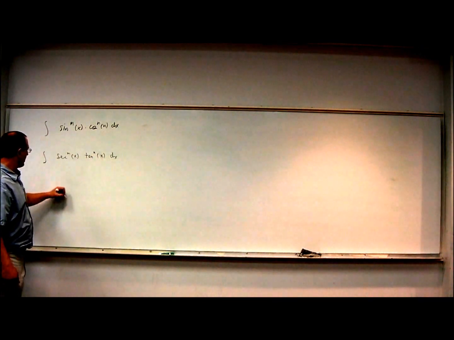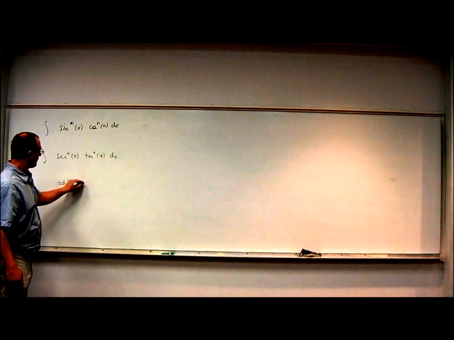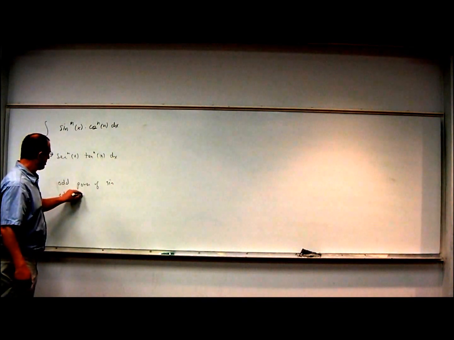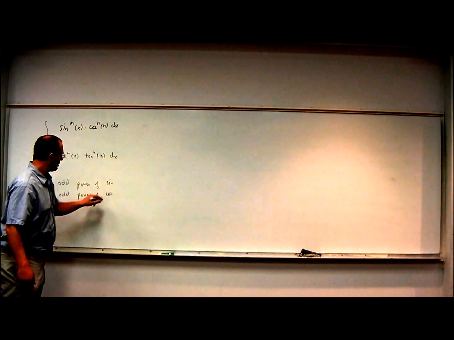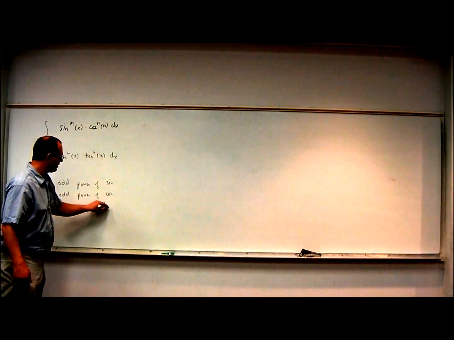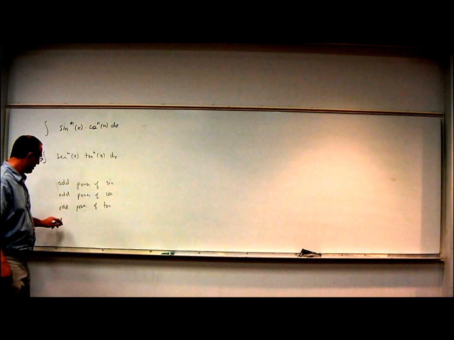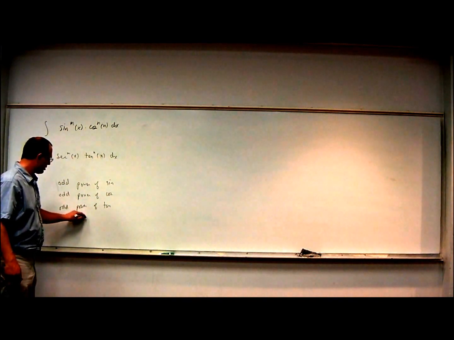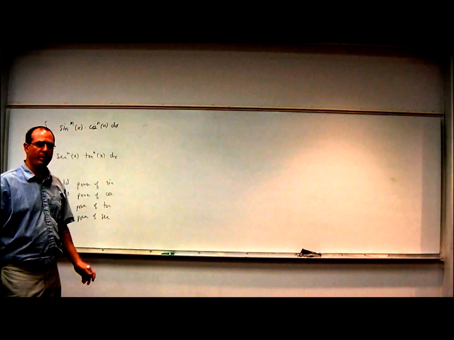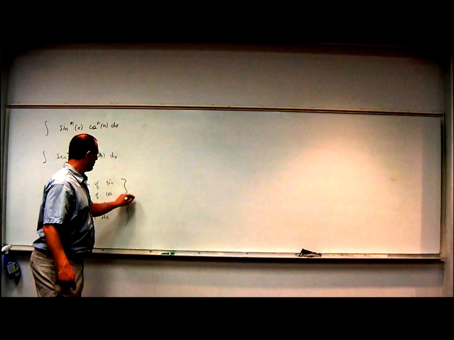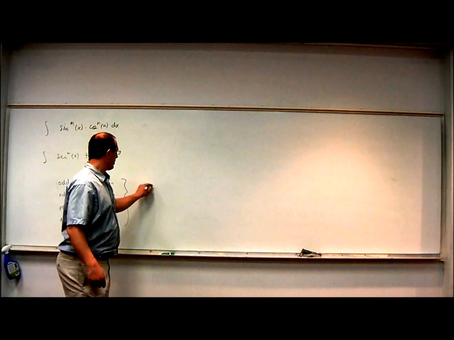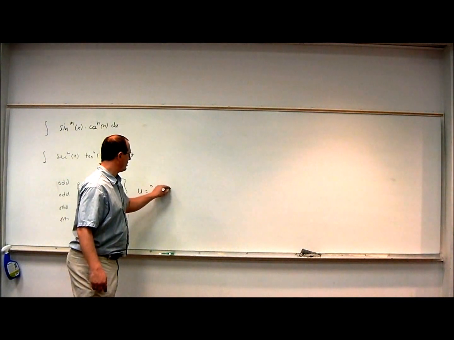Odd power of sine, odd power of cosine, odd power of tangent, and unfortunately, even power of secant. Problems that involve any one of these four possibilities can all be solved doing a U substitution with the following scheme. U equals the other trig function.